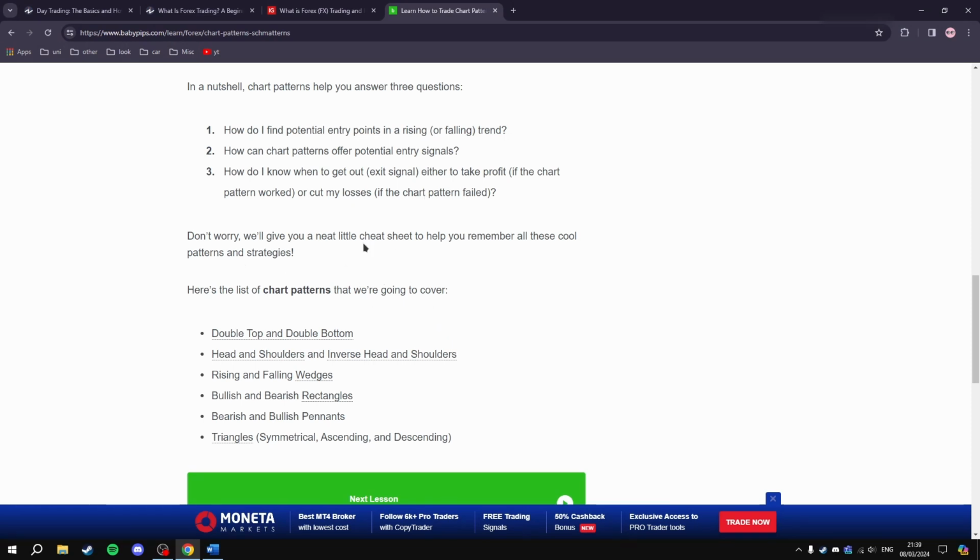Don't worry, we'll give you a neat little cheat sheet to help you remember all these cool patterns and strategies. Here's a list of chart patterns that we're going to cover: double top and double bottom, head and shoulders and inverse head and shoulders, rising and falling wedges, bullish and bearish rectangles, bullish and bearish pennants, and triangles: symmetrical, ascending and descending.